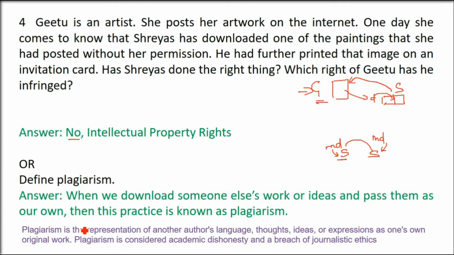Plagiarism is the representation of another author's language, thoughts, ideas, or expressions as one's own original work. Because the thoughts are your own, ideas are your own, expression, you can express yourself, you can write, you can dance. These are your original work. Plagiarism is considered academic dishonesty and a breach of ethics. It can be journalistic ethics, it can be other ethics. Even if you use a research paper without referring to others, it's plagiarism.